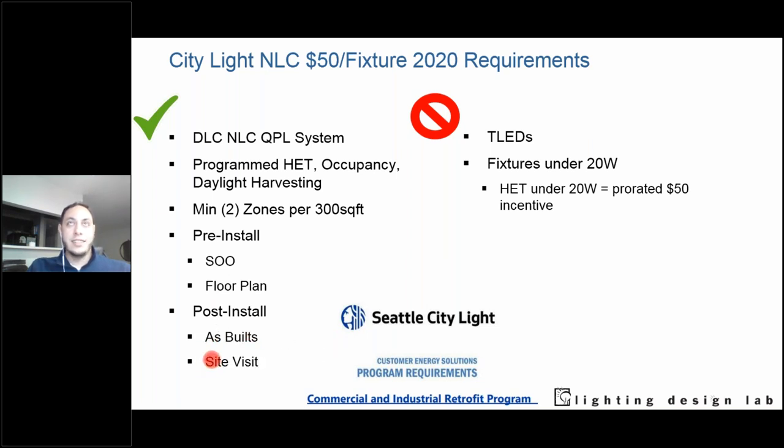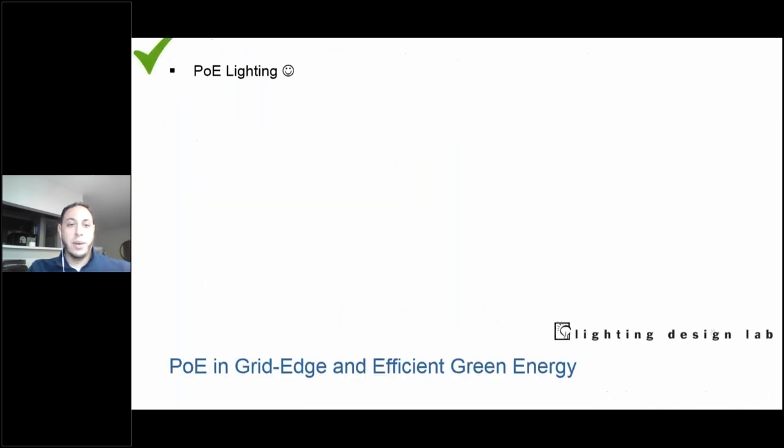What City Light will not incentivize are TLEDs as well as fixtures under 20 watts. However, in all of that language, you don't hear the term LLLC. So if you have a POE fixture and a POE project that can meet these requirements and obviously are not TLEDs or fixtures under 20 watts, those fixtures can maybe be incentivized with a $50 fixture incentive. But don't take it from me. If it's a question, engage your utility, and the sooner the better. So it's possible.